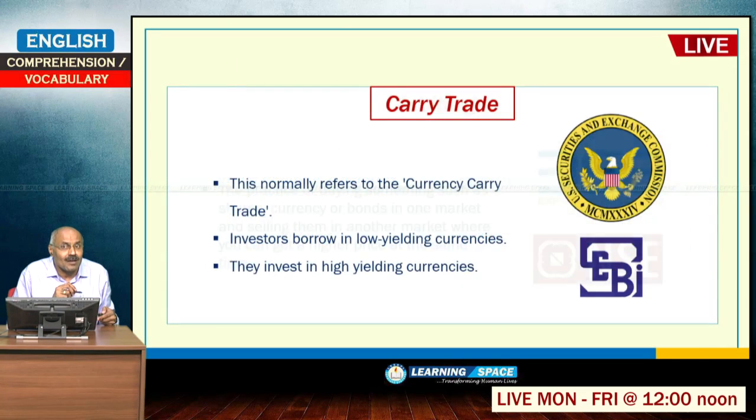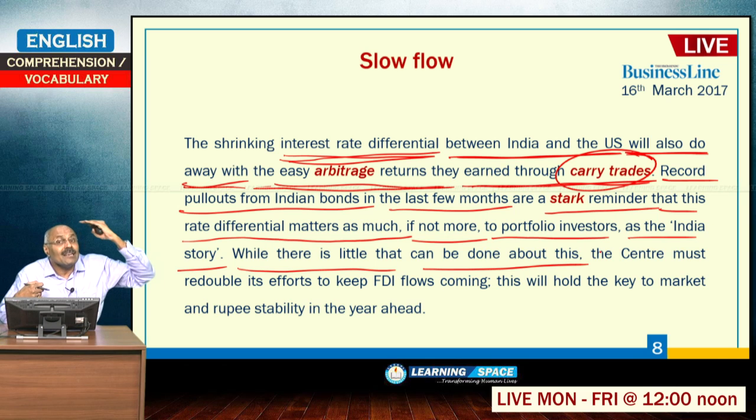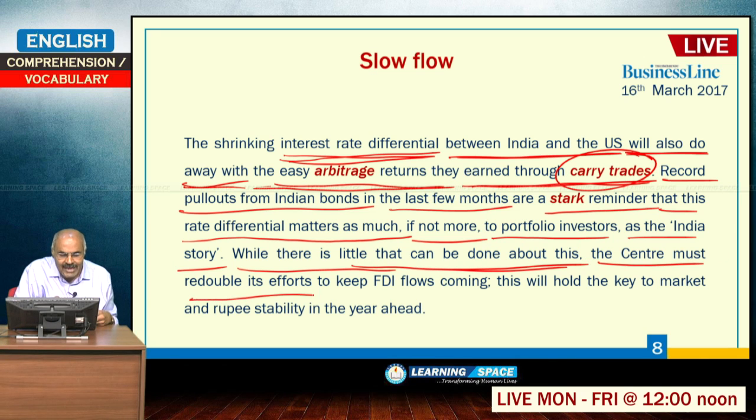So, stark means strong or rigid, right. If you go back to the passage, it says that while there is little that can be done about this, we cannot do anything about this because foreign portfolio investments are already volatile. When foreign countries are increasing interest rates, they are bound to go away. While there is little that can be done about this, the center must redouble its efforts. But what can the center do? The center can redouble its efforts to keep FDI flows coming.